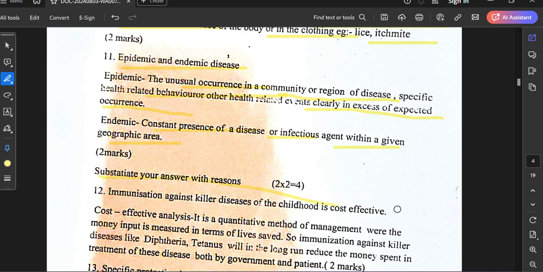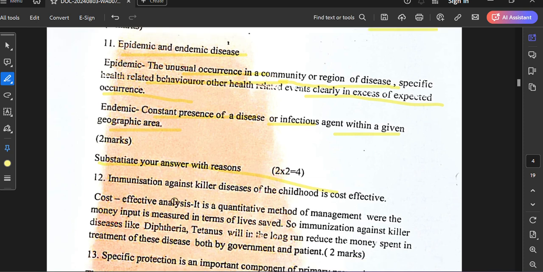Now we are going to substantiate your answer with research. First question is, immunization against killer diseases of the childhood is cost effective. Killer diseases of the childhood. So killer diseases means there are certain diseases which we can't treat and cure. It is better to have prevention for it. So it is also cost effective if we are thinking in the economic way. Cost effective analysis is a quantitative method of management where the money input is measured in terms of lives saved.